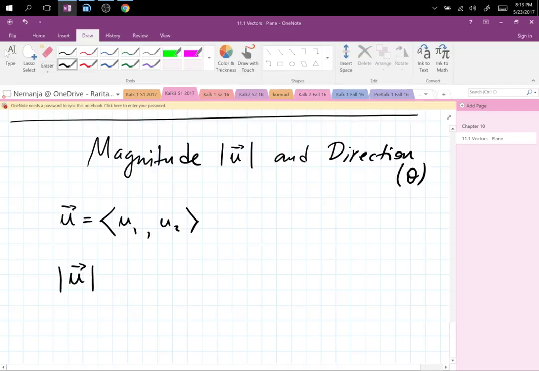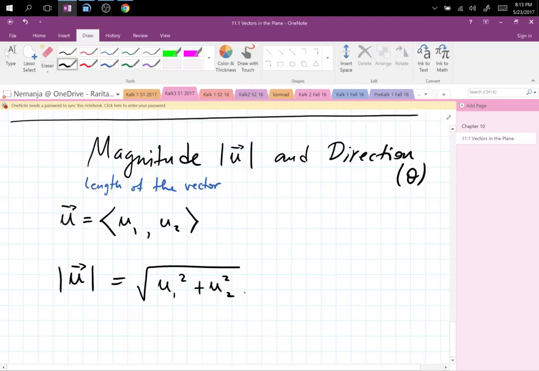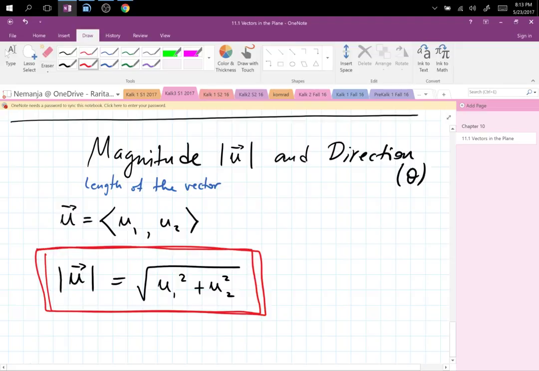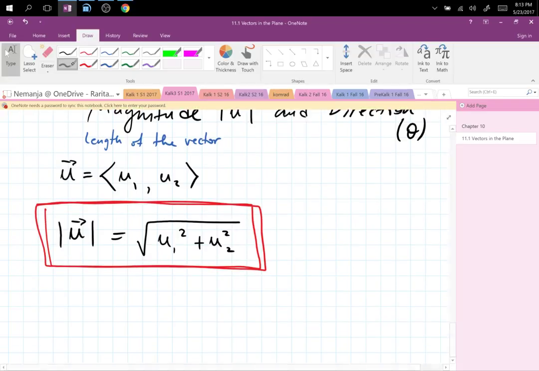Magnitude, or the length of the vector, is going to be defined as the square root of u1 squared plus u2 squared. Say vector u is negative 3, 4. What is the magnitude of u? 5.